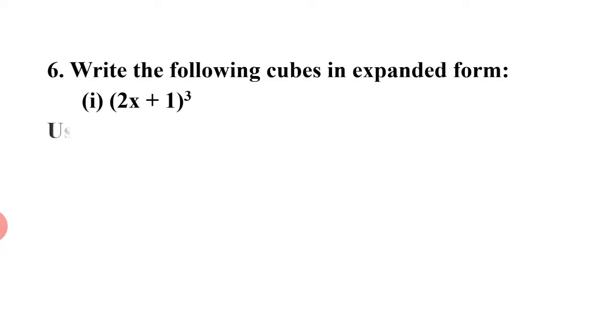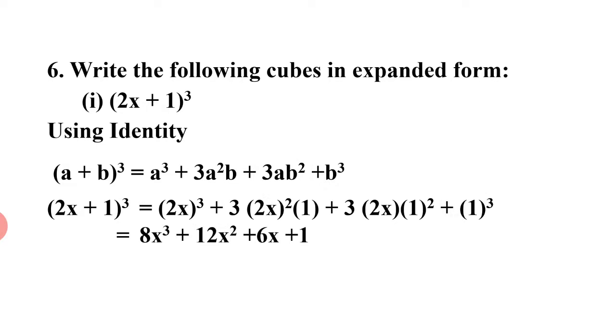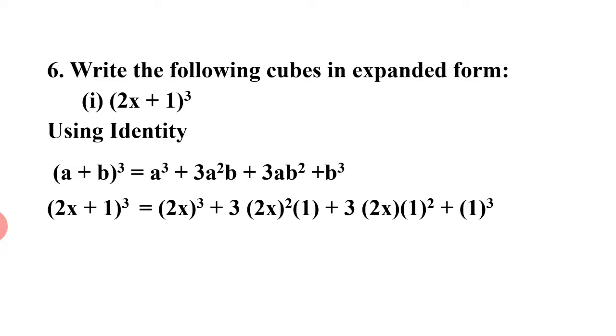So now next question. Write the following cubes in expanded form. So now (2x plus 1) whole cube. Now which identity we are going to use here? It is (a plus b) whole cube. So that is a cube plus 3a square b plus 3ab square plus b cube. Again expanded form, so answer should be sum of terms. Now a is equal to here 2x and b is equal to 1. Substitute the values and get the answer. You will be able to get this particular answer.